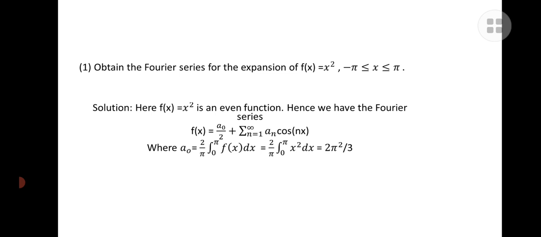So a0 is equal to 2 divided by pi the integral 0 to pi x square dx. On integrating with respect to x, the function x square gives x cube divided by 3 in the interval 0 to pi, that is 2 divided by 3 pi, pi cube minus 0. On solving, that is equal to 2 pi square divided by 3.